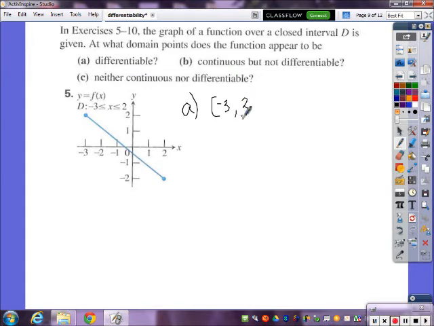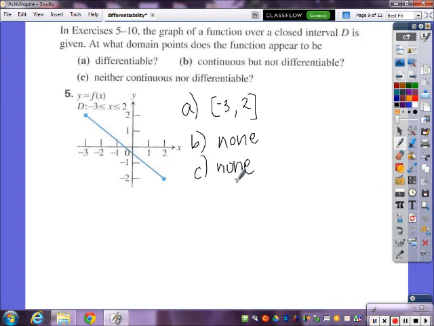And for B, it's continuous but not differentiable. We just said it's differentiable in the entire interval, so there are none. And then neither continuous nor differentiable, well, again, none.